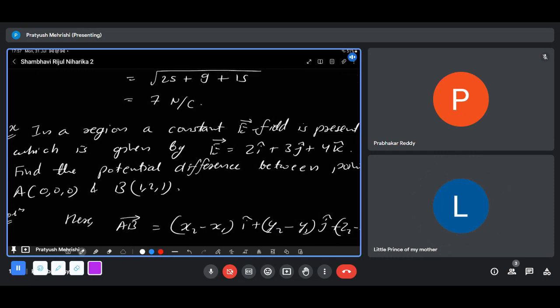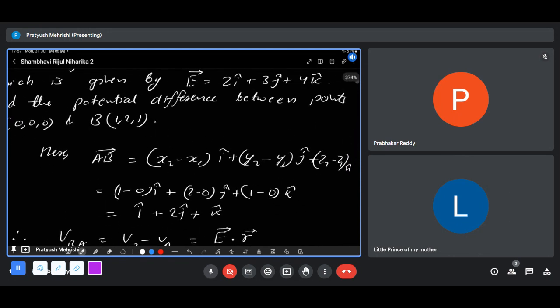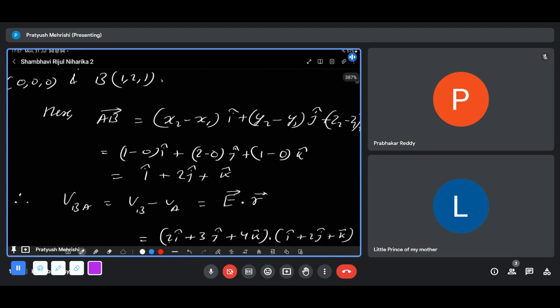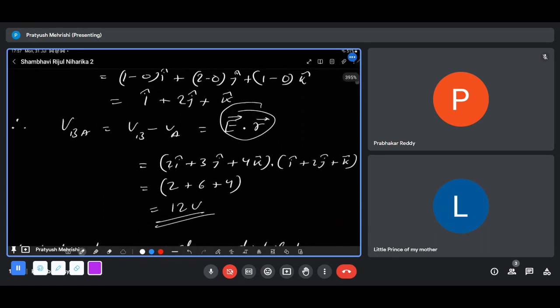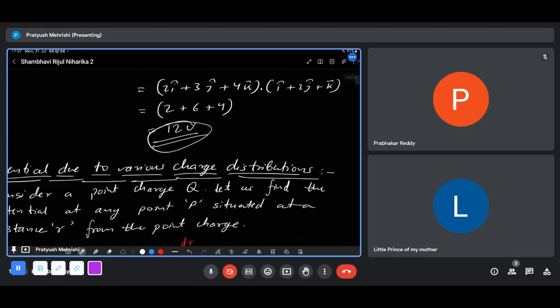First of all, between the two points, we need to calculate the potential difference. First of all, we will have to calculate the position vector. Very good. Position vector is i cap plus 2j cap plus k cap. So what will be the potential difference? Potential difference is E dot r, meaning the dot product of electric field and the difference in their positions. Position vector means displacement vector. Final answer is 12 volts. Very good.